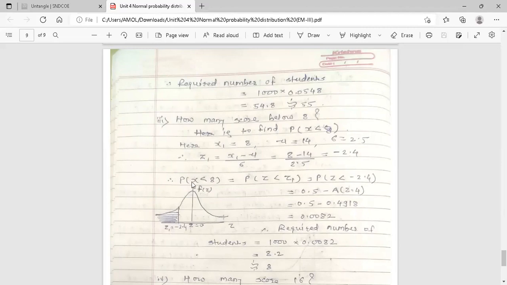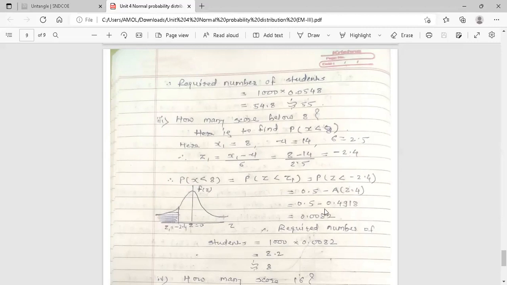Now we want the probability of x less than 8. I converted that x in terms of z, and so we want the probability of z less than z1, because we have converted x1 in terms of z1. What is z1? Minus 2.4. So you find the probability when z is less than minus 2.4, which means the probability of this shaded portion on the LHS side of the normal distribution curve. Now, how to calculate the probability of this region? The area of this complete left hand side region is 0.5. You subtract the area of Z1, the blank portion of the RHS side. If we subtract this area from the complete 0.5, we have the area of the shaded portion, because the area is nothing but the probability of the required region.